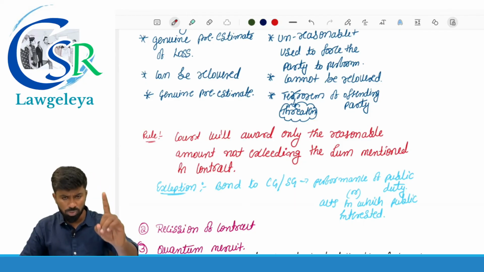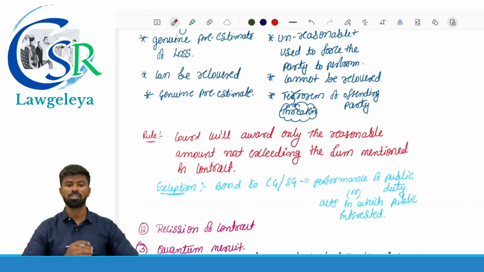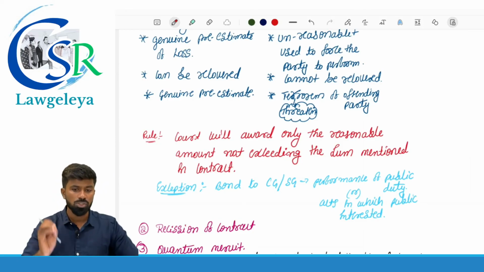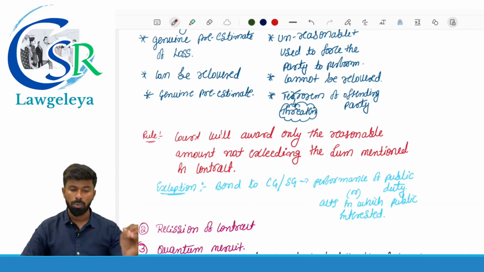The only exceptional case where the court will give the entire amount mentioned in the contract, even if it is unreasonable, is if the bond is given to central government or state government to perform a public duty or acts in which the public are interested. A person has made a promise to the government to perform a public duty, and if he fails to perform, in that scenario the court can order the person to pay whatever he has promised, even if it is unreasonable.